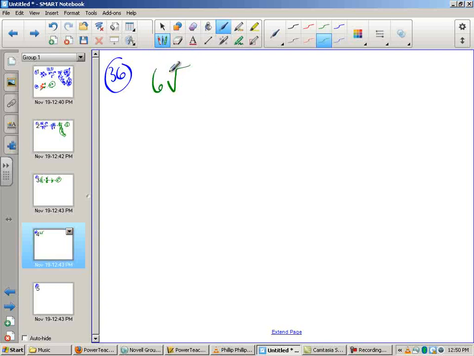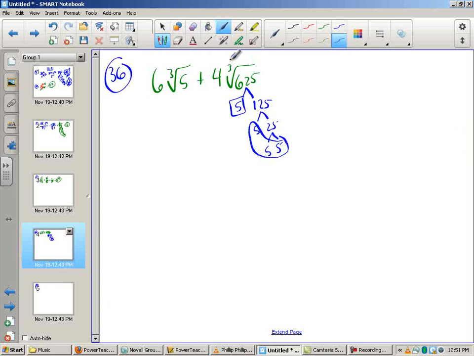36 has 6 times the cube root of 5 plus 4 times the cube root of 625. I look here at the smaller root first. Does 5 break down to give me a perfect cube? No, it does not. So then I want this to give me that 5. So I'm going to put a box around it. I need a 5 left over so they match at the end. That would leave me with 125, which breaks down as 5 and 25 and 5 and 5. So there's my 3 5s, okay? So 3 5s are going to come out as a 5, and then 1's left behind.